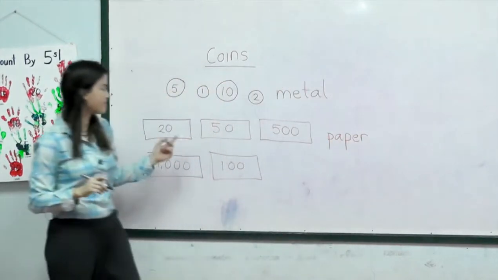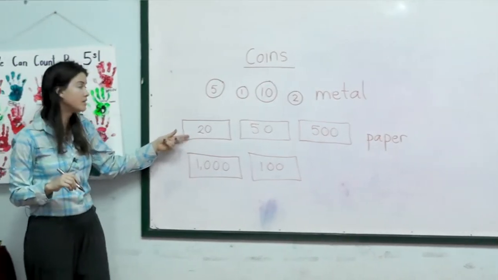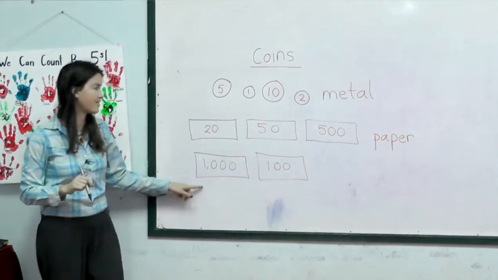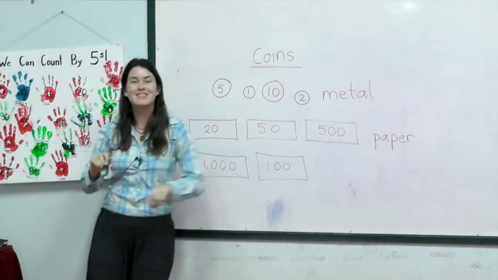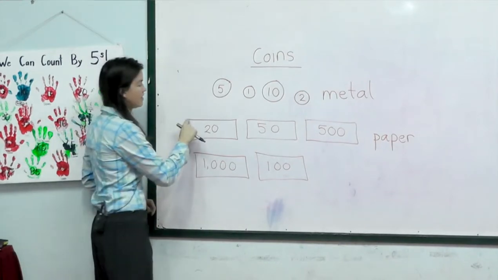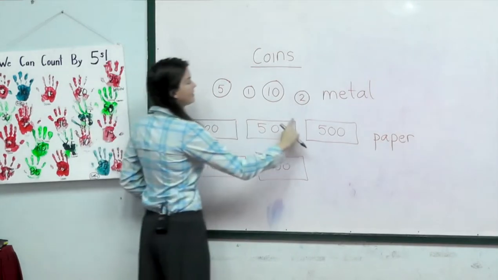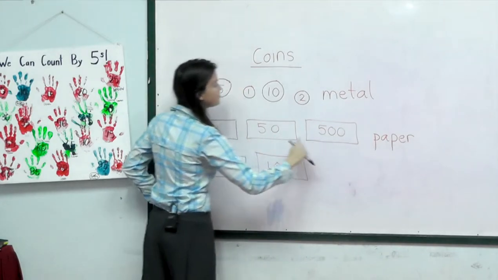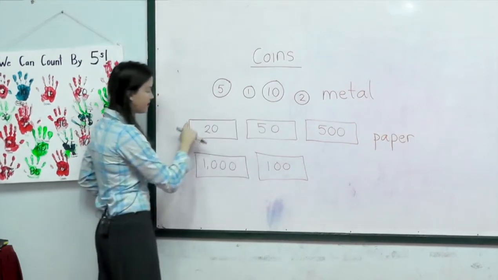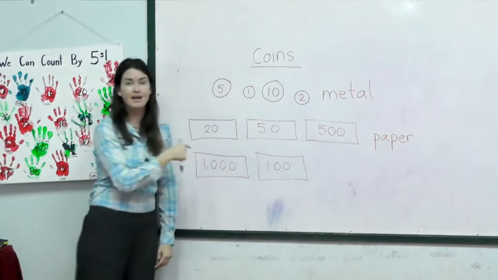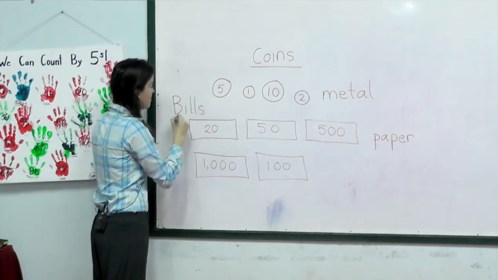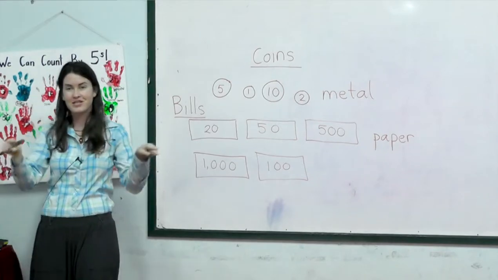So our paper money, what kinds do we have? We have 20 baht, 50 baht, 500 baht, 100 baht, 1,000 baht. So we call this kind of money that's paper, and usually it's what shape? Rectangle. Usually those are in the shape of a rectangle. Our coins are in the shape of a circle. They're made of metal. And this kind of money is in a rectangle. It's made out of paper. We call this kind of money bills. Yeah, we call that paper money that's in the rectangle shape bills.